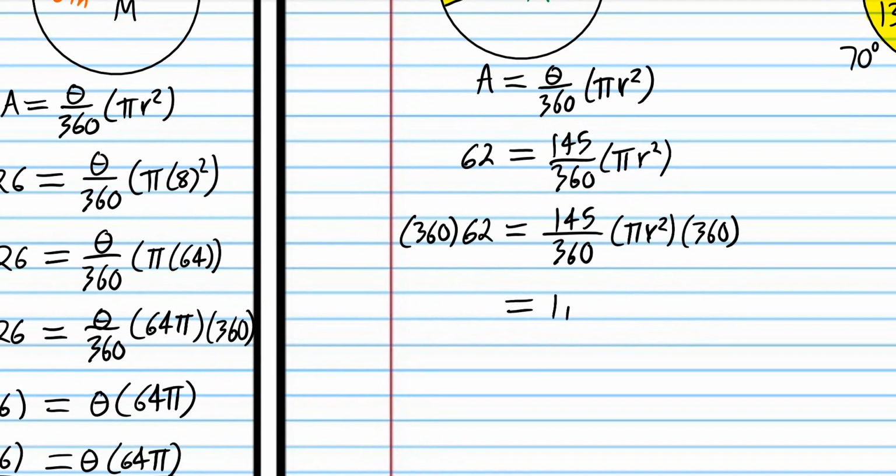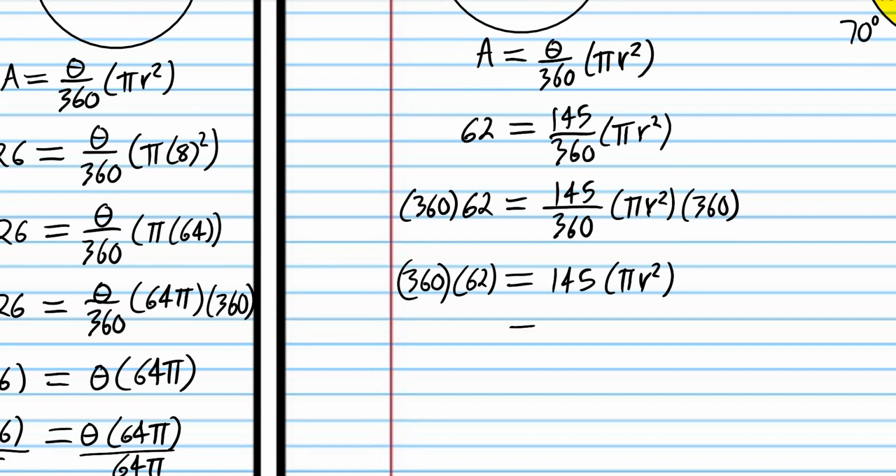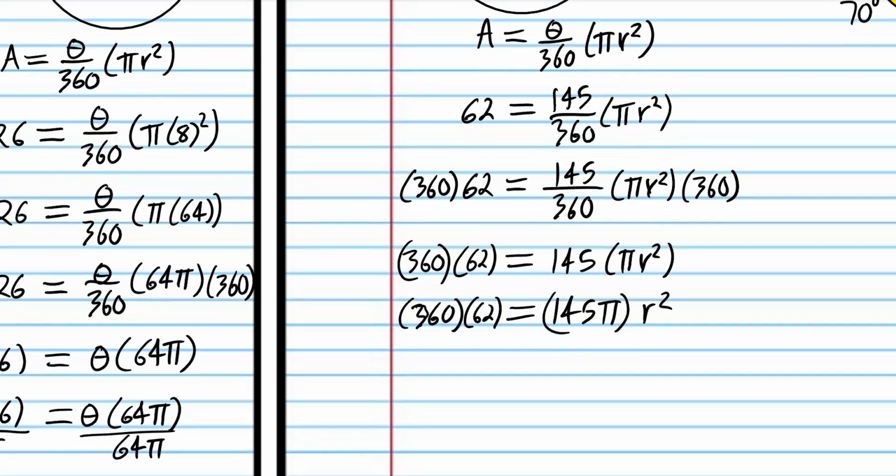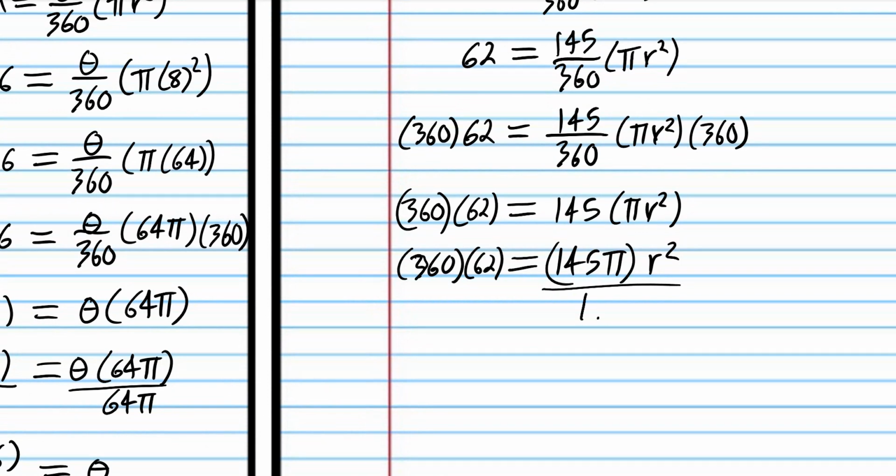And so we end up with 145 times pi r squared is equal to 360 times 62. And now we're going to divide both sides by 145. Actually, we're just going to regroup. So I'm going to put the pi next to the 145. And we're trying to isolate r squared. And so we divide both sides by 145 pi. Let me write that a little better there. 360.